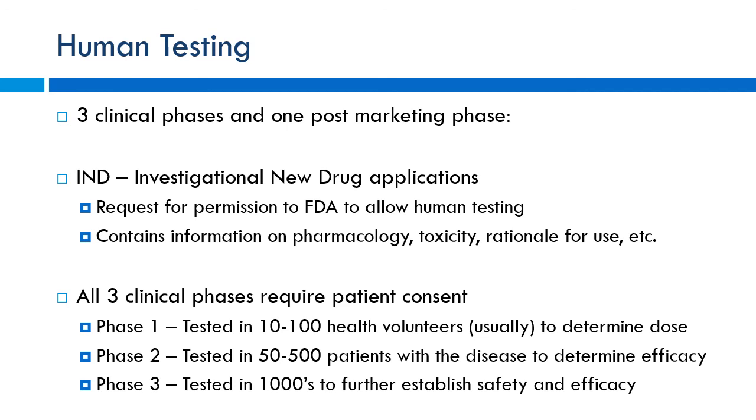But looking at the actual number of people involved in these trials, in phase 1 trials we only have maybe 10 to 100 healthy volunteers that are being used to help determine what the right dose is going to be for these patients, right? It's only maybe 100 people. They do not have the disease state. That's the important thing to note there. They are healthy individuals.